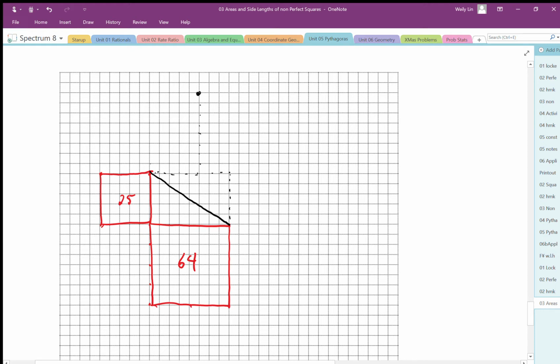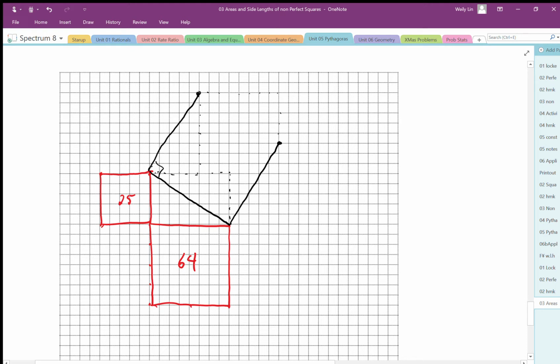If I use that right triangle, I can get the right angle corners. I'm just switching the x and y. So this is 5 and 8. I go 1, 2, 3, 4, 5, 6, 7, 8, then 1, 2, 3, 4, 5. And that gives me the other corner.